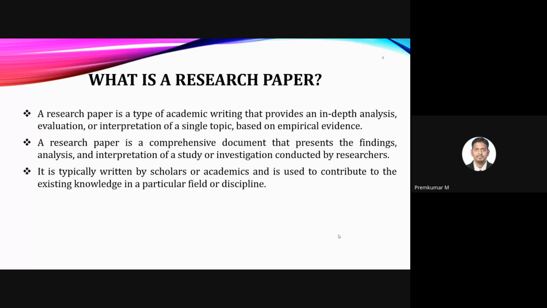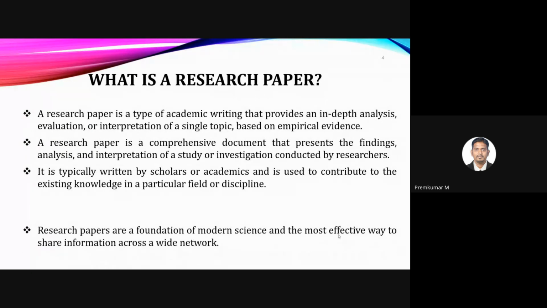As I said, a research paper is a comprehensive document. It has everything: the methodology, the findings, the analysis, the interpretation. The interpretation may be through figures, tables, or charts. With the help of the interpretation, we analyze the findings, and all of that is included in the research paper. But these things are not available in review papers. That's why a research paper is completely different from a review paper. And it is typically, as everyone knows, written by scholars or academicians. So it's nothing new.